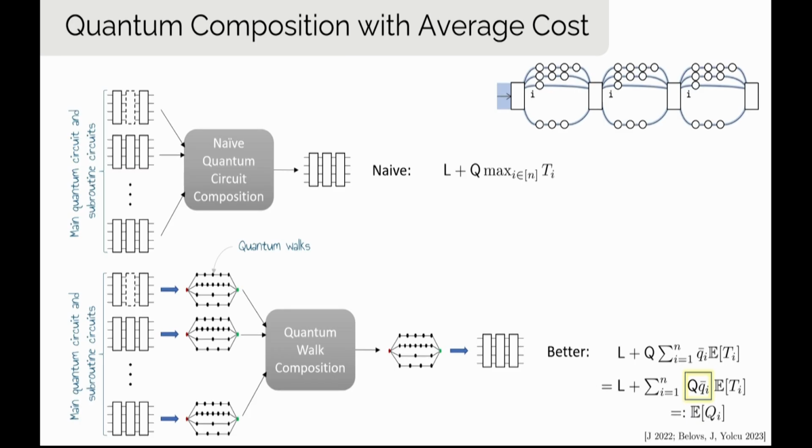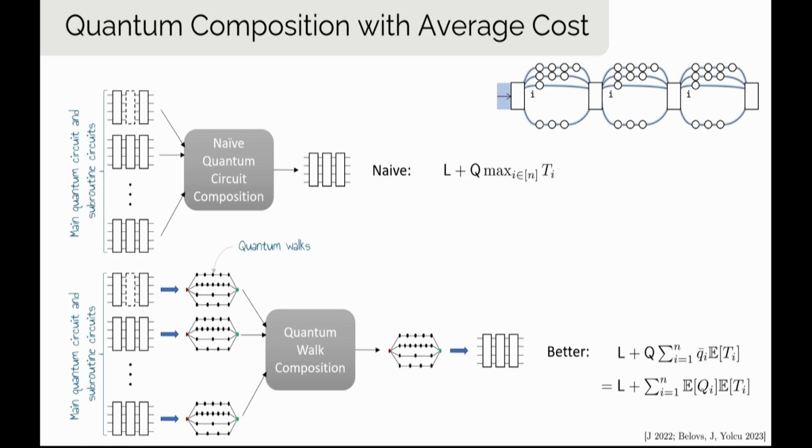So the expected value of QI is like the quantum analog of, in a randomized algorithm, the expected number of calls to the I-th subroutine. And this expression is actually exactly what we get when we compose Las Vegas algorithms.